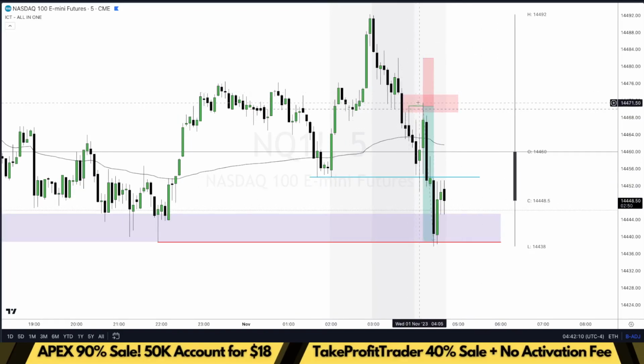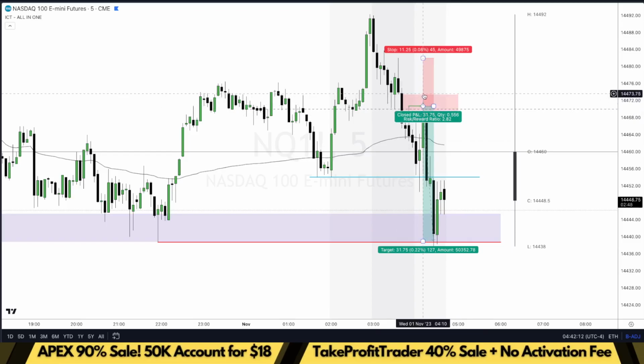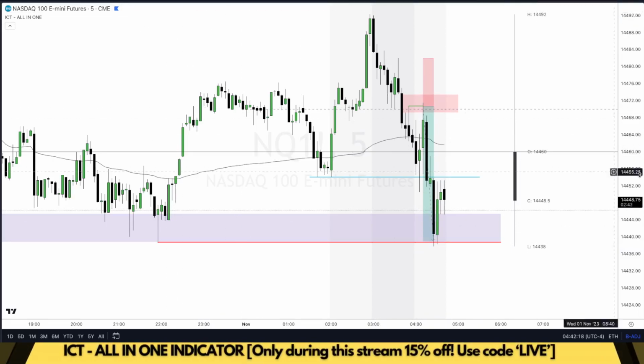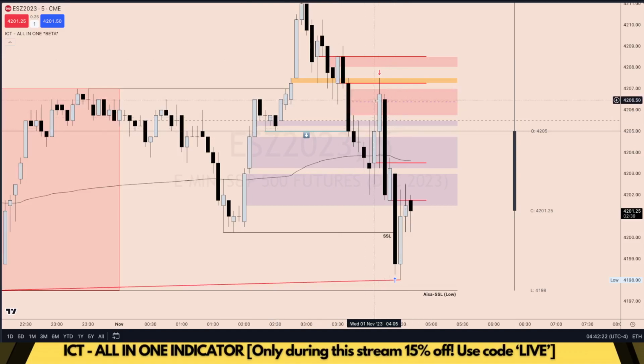So if we have fair value gaps, it's much easier for NQ to close above it with 1 tick or 2 ticks and still continue lower because it has more decimals. While on ES, between YM, NQ and ES, you have the lowest price right here, which makes it easier to actually respect certain levels.